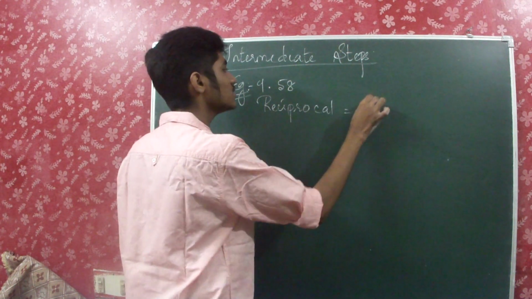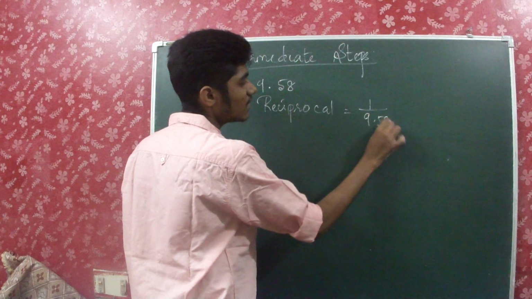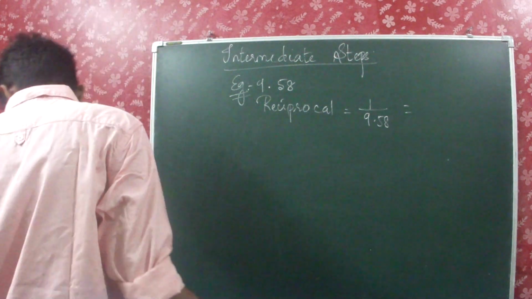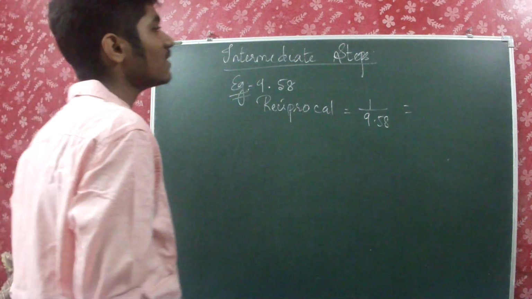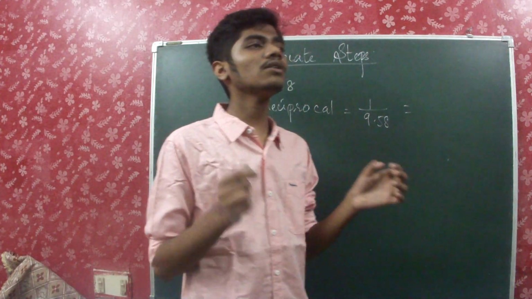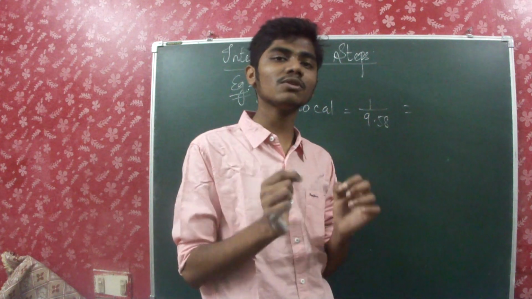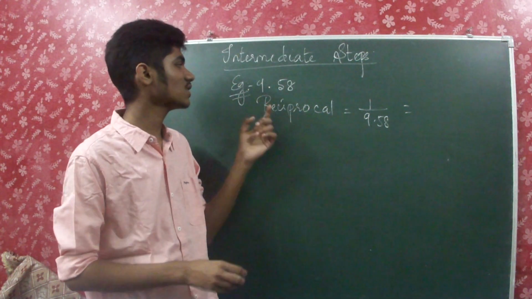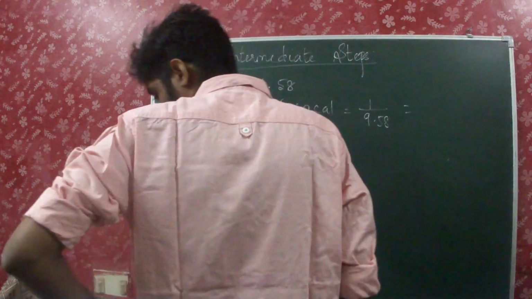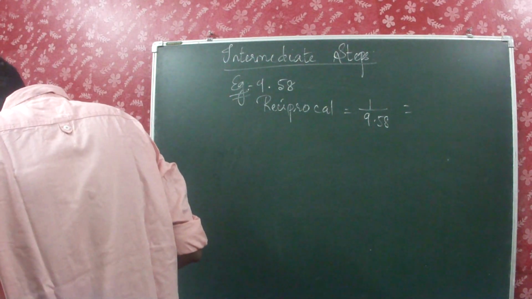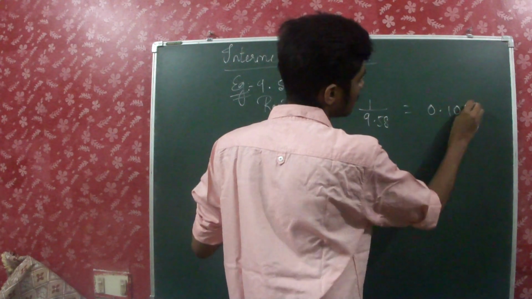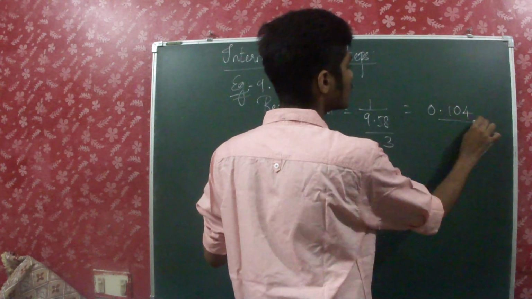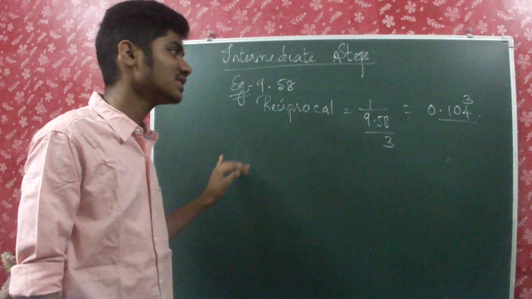So reciprocal, as you know very well, is the inverse of the number, 1 by 9.58, and the answer which I get is, if you are rounding off to the same number of significant figures, as I told you, whenever you are doing multiplication and division, you must round off the answer to the same number of significant figures. So the answer here will be 0.104. Okay, if you are rounding off to the same number of significant figures, here it's 3, here also it's 3. So it's 0.104.